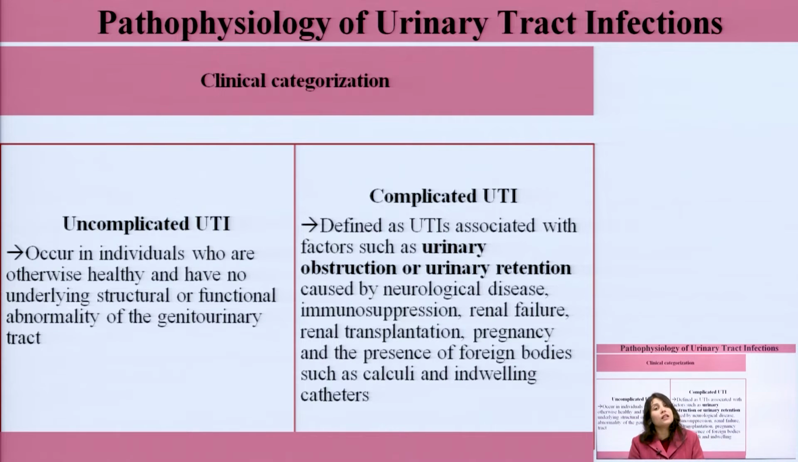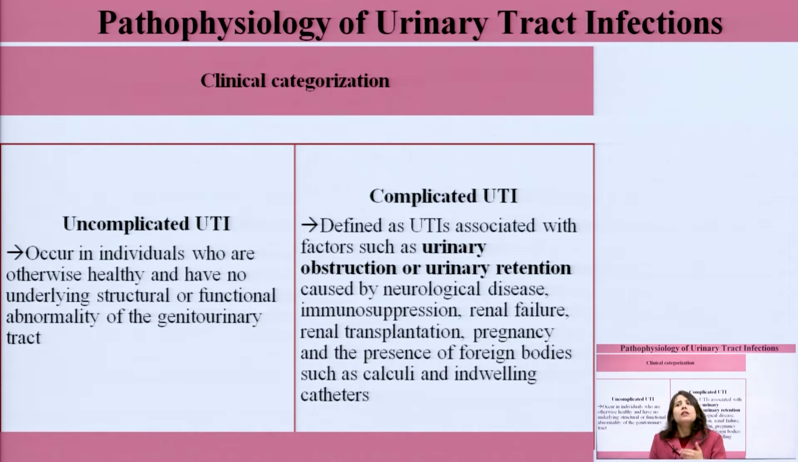Now we talk about complicated UTI. As the name suggests, they are more complex. The complexity resides in that they are defined as urinary tract infections associated with factors such as urinary obstruction or urinary retention caused by neurological disease, immunosuppression, renal failure, renal transplantation, pregnancy and the presence of foreign bodies such as calculi and indwelling catheters. So complicated urinary tract infections do not occur in healthy individuals. They are associated with some other type of ailment that pre-exists in an individual.